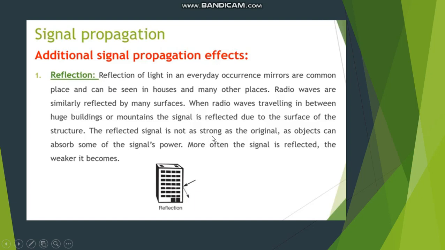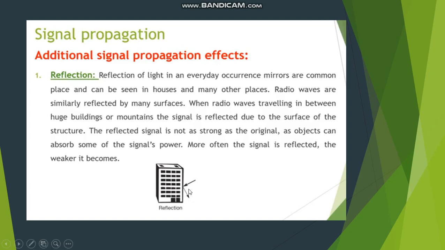But the reflected signal is not as strong as the original signal, as the object can absorb some of the signal's power. The more often the signal is reflected, the weaker it becomes. As we saw, assume that the signal is traveling over here and it hits this building, so it will hit and come back. So this is hitting and this is reflecting. The reflected signal is not as strong as the signal propagated originally.